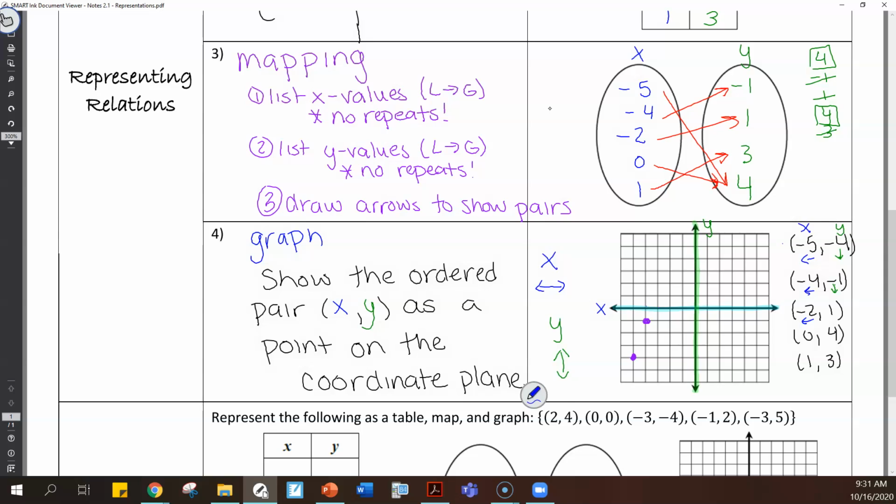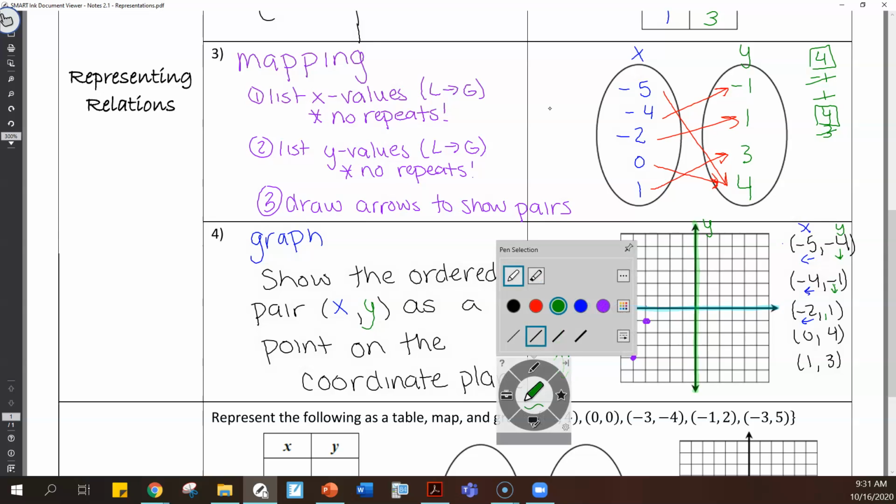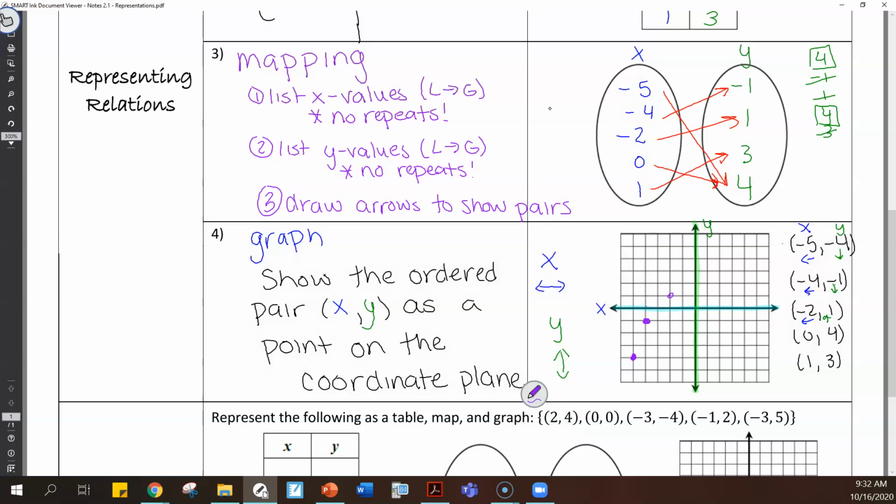-2 tells me to go 2 to the left. 1 tells me to go 1 down. Nope, it's positive, so it tells me to go 1 up. So I'm going to go 2 to the left and 1 up. There's my point.